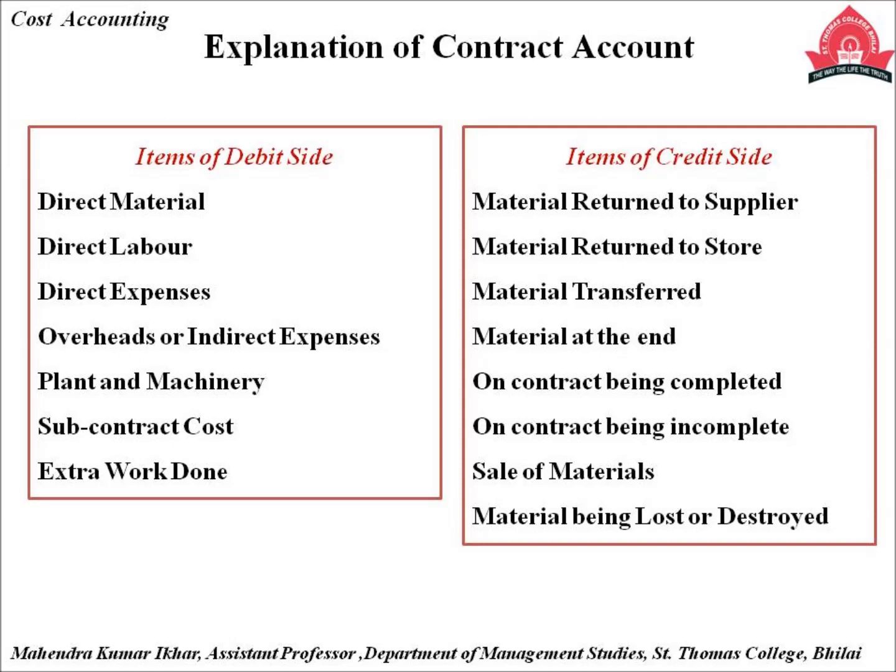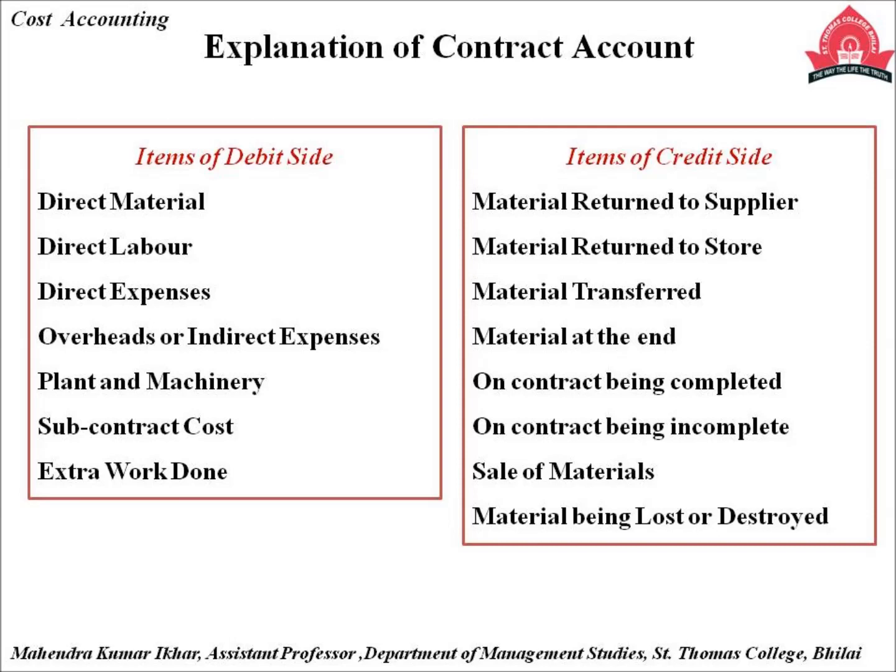So the basic difference between the debit side and the credit side is that the debit side includes all those things which are actually charged, used, or given as input in the contract, and the credit side includes all those items which are being left at the end of the contract.